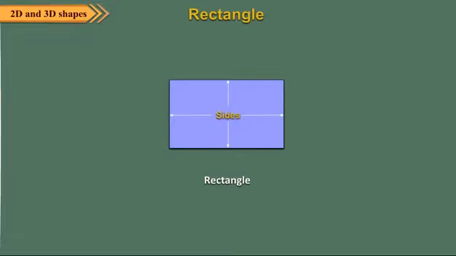Rectangle. A rectangle has four sides. The opposite sides of a rectangle are equal. It has four vertices.